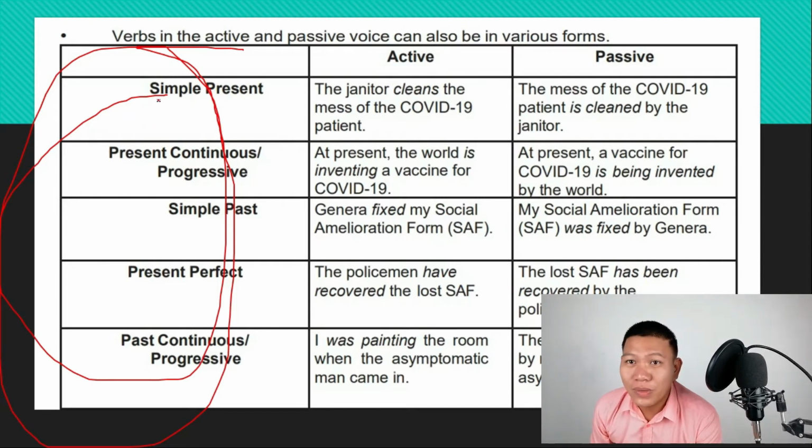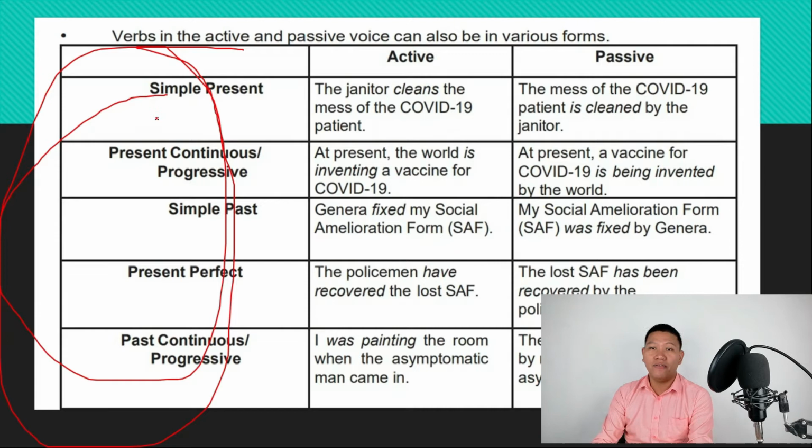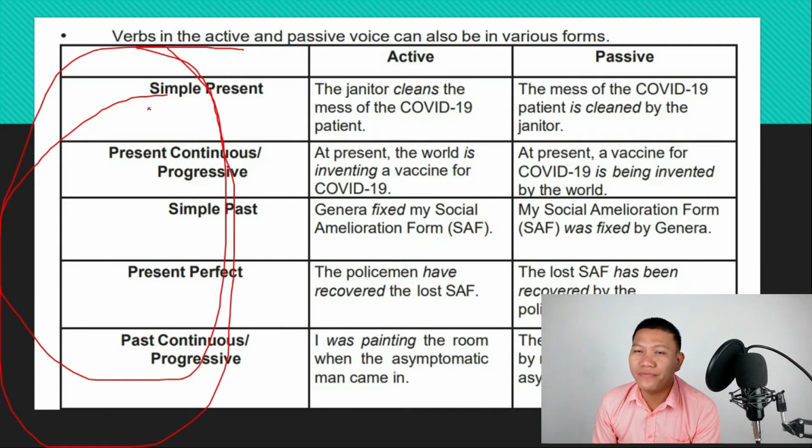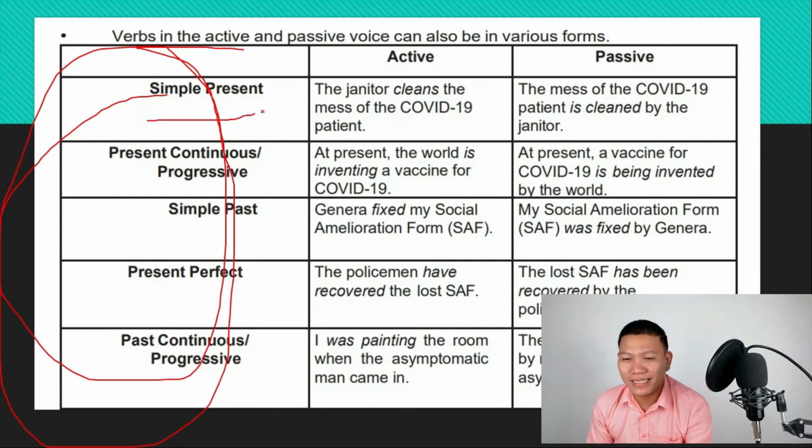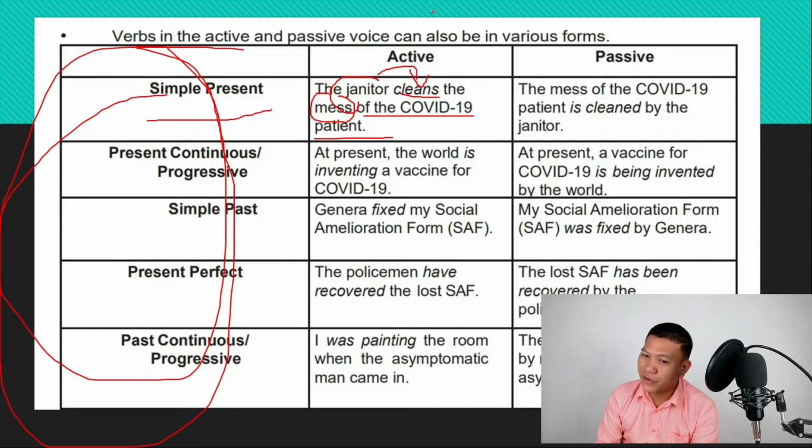Now, allow me to explain each varying form of active and passive voice. So let's begin with the simple present. For the simple present, example, the janitor cleans the mess of the COVID-19 patient. So the subject is janitor, singular. So the verb is present form, letter S. The object is mess. Okay, mess of what? Of the COVID-19 patient. So when we convert it, the mess becomes the subject.